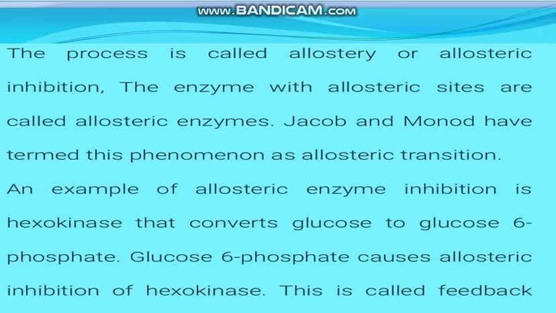So the process is called allostery or allosteric inhibition, and enzymes with allosteric sites are called allosteric enzymes. Jacob and Monod have termed the phenomenon allosteric transition. An example of allosteric enzyme inhibition is hexokinase, which converts glucose to glucose 6-phosphate. Glucose 6-phosphate causes allosteric inhibition of hexokinase, and this is called feedback. So this is about the inhibition of enzyme action.